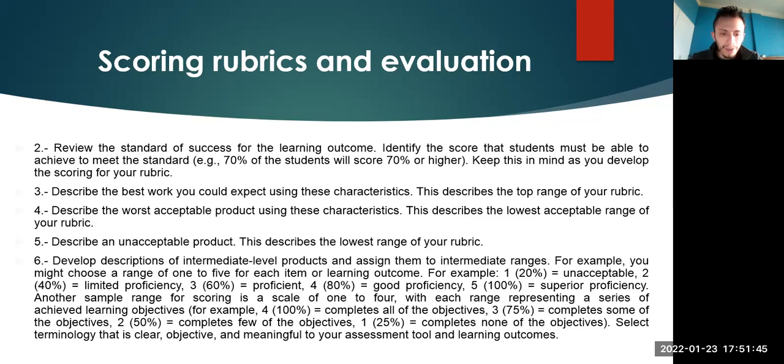Another sample range for scoring is a scale of 1 to 4, with each range representing a series of achieved learning objectives. For example, 4, 100% equal completes all of the activities. 3, 75% equal completes some of the objectives. 2, 50% equal completes few of the objectives. 1, 25% equal completes none of the objectives. Select terminology that is clear, objective, and meaningful to your assessment tool and learning outcomes.